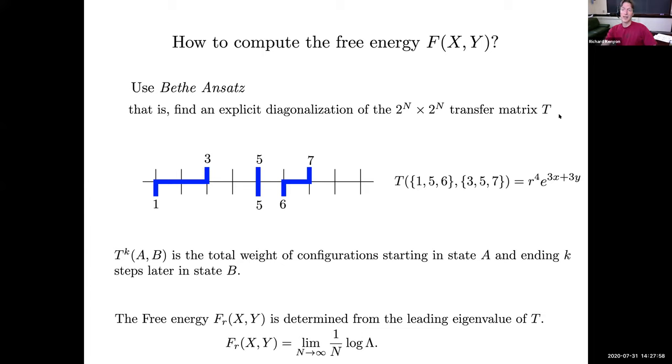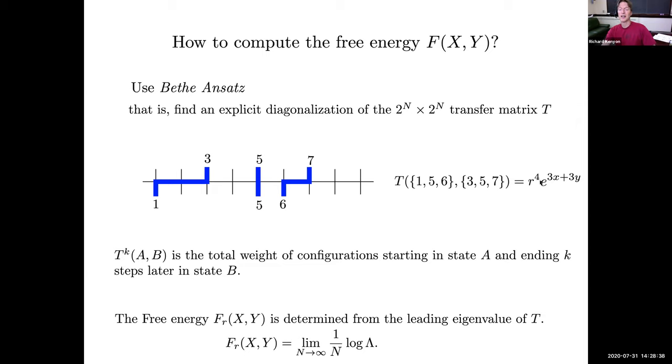And there's a transfer matrix T associated to this cylinder, which tells you how to get from a given configuration on one row to the next. By configuration on one row, I mean which of the vertical edges are occupied. On this row, it's 1, 5, and 6. On the next row, it's 3, 5, and 7. So the indexing set for the matrix is the subsets of the capital N vertical edges on this row.